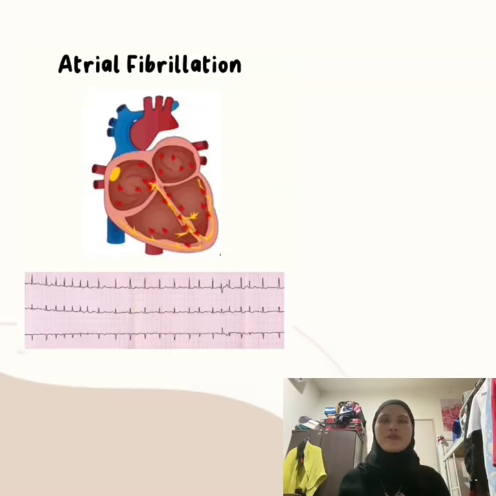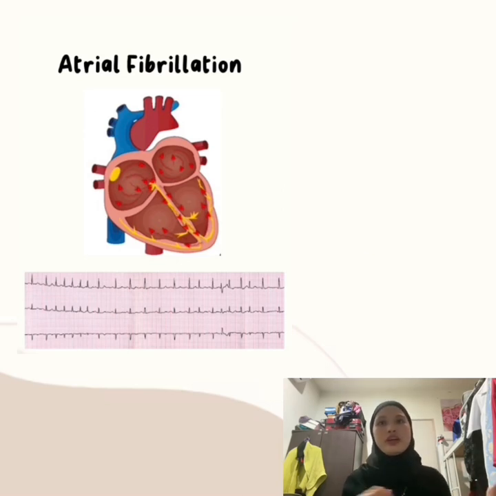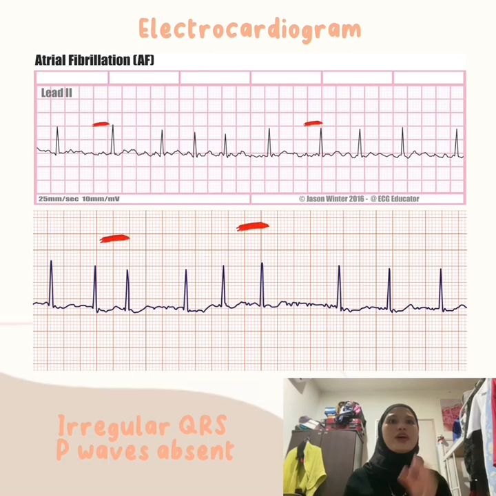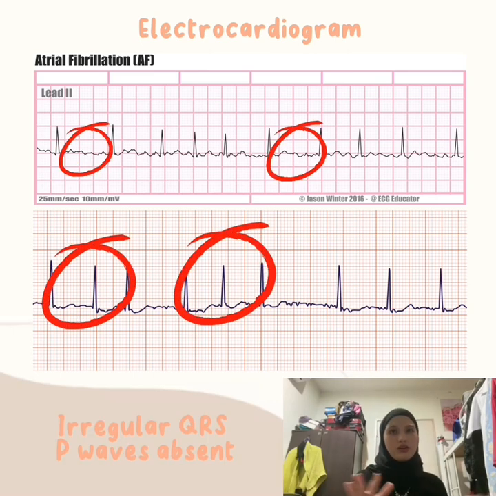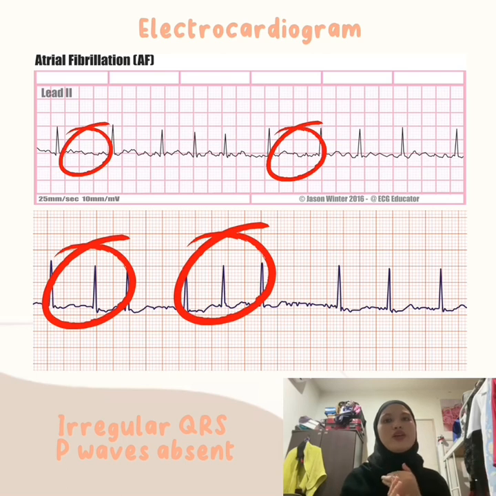On the other hand, among tachyarrhythmias, atrial fibrillation is the most common. There are about 27 to 28 cases per 1,000 persons each year. In atrial fibrillation, or AFib, the atria of the heart have electrical problems that result in chaotic electrical impulses. The QRS complex is irregular with no P waves present at all. This results in ventricular contractions that are irregular and variable, with ineffective blood pumping, usually ranging from about 100 to 175 beats per minute.